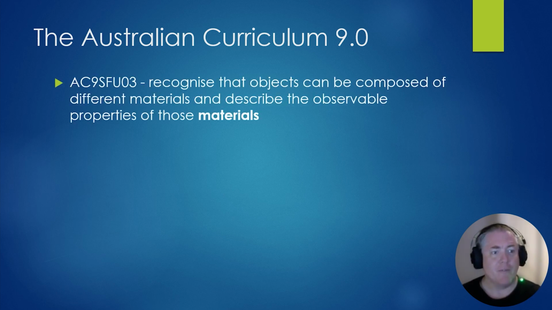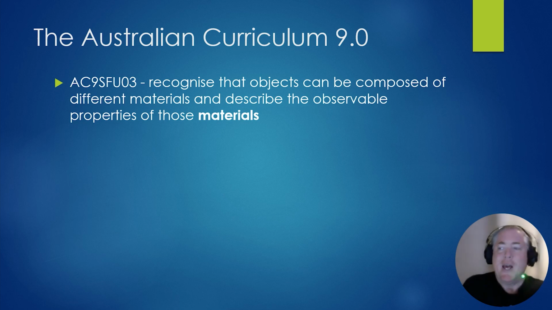Firstly, we start in the foundation year levels, which is prep, talking 5-year-olds. Recognise that objects can be composed of different materials and describe the observable properties of those materials. So we're talking about things like sorting and grouping materials based on observed properties, using digital cameras to do a scavenger hunt, and suggesting the use of different materials like wire, saucepans made out of metal and such. So generally very direct sensory experiences with materials.